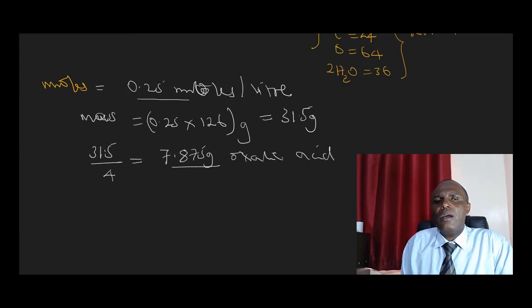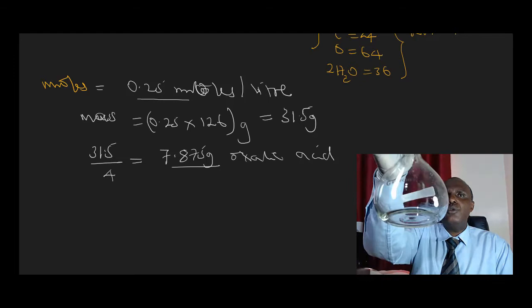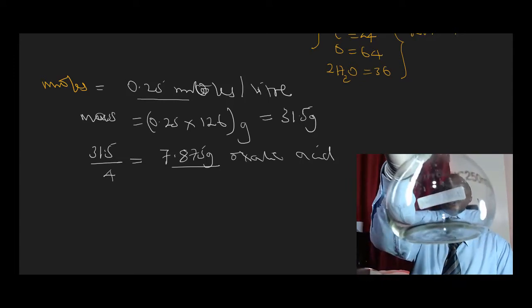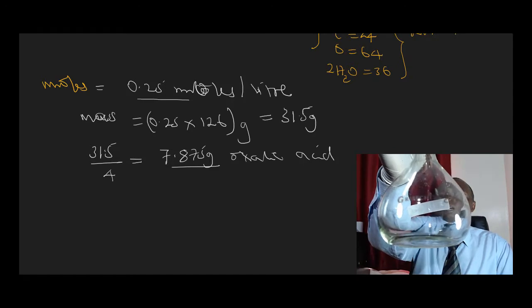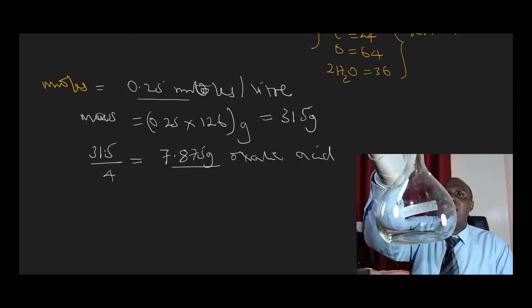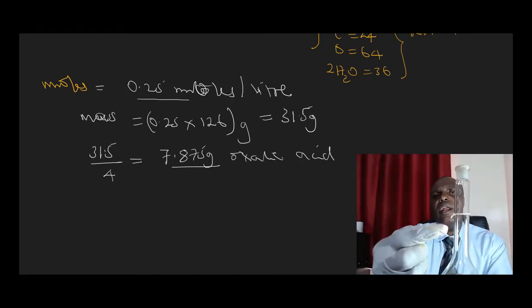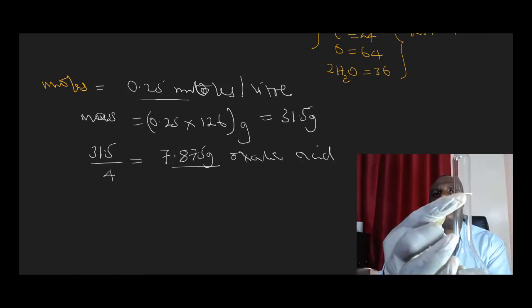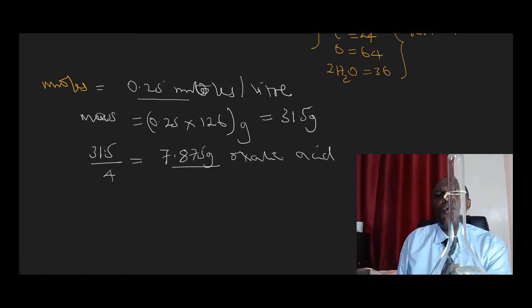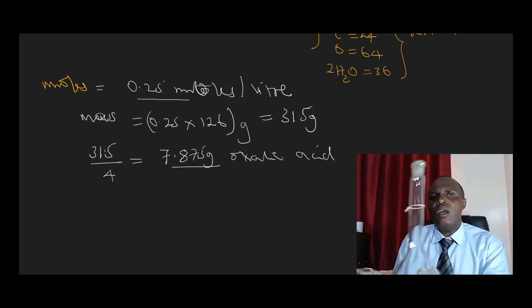And how would we dissolve 7.875 grams of oxalic acid? We are going to use, as I said earlier, a 250 centimeters cubed volumetric flask. When the solution is up to the mark, that is a quantity that we are saying is 250 centimeters cubed. So let us move on.